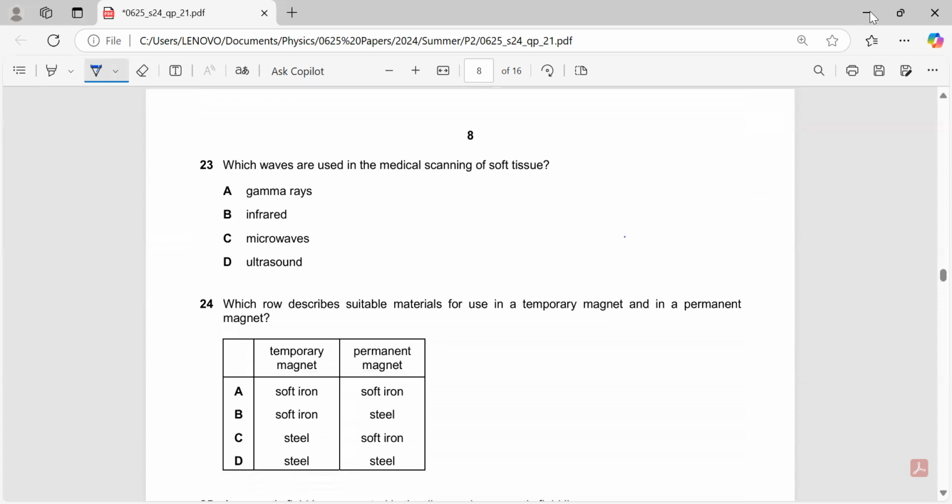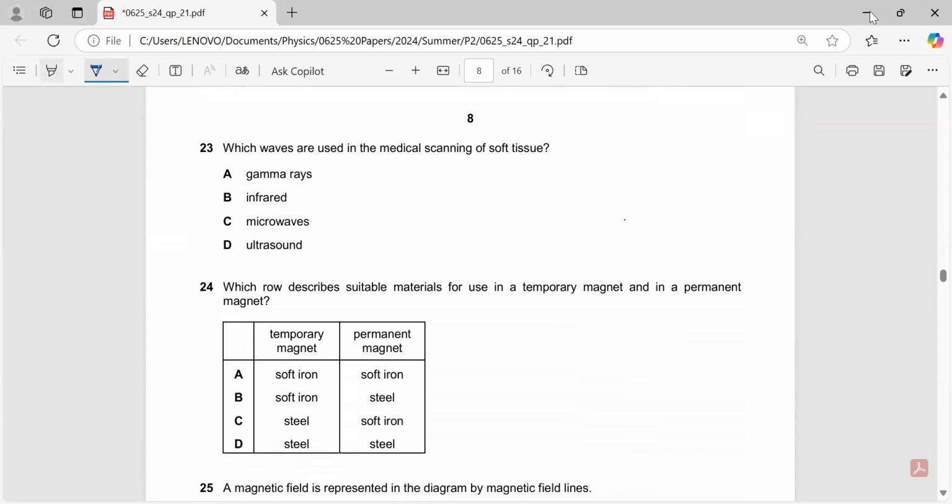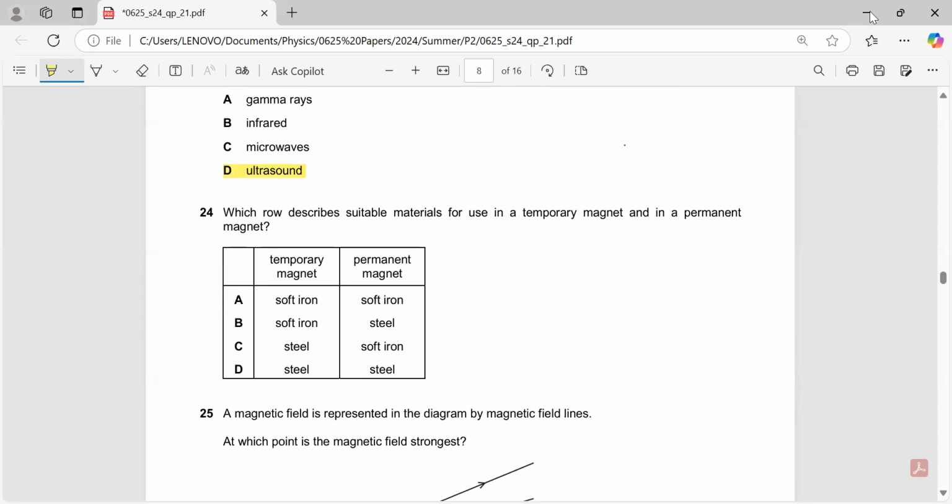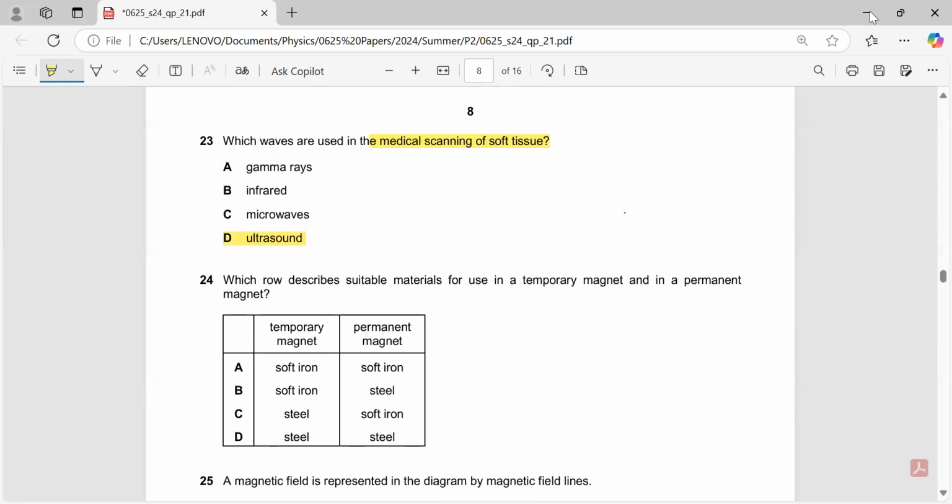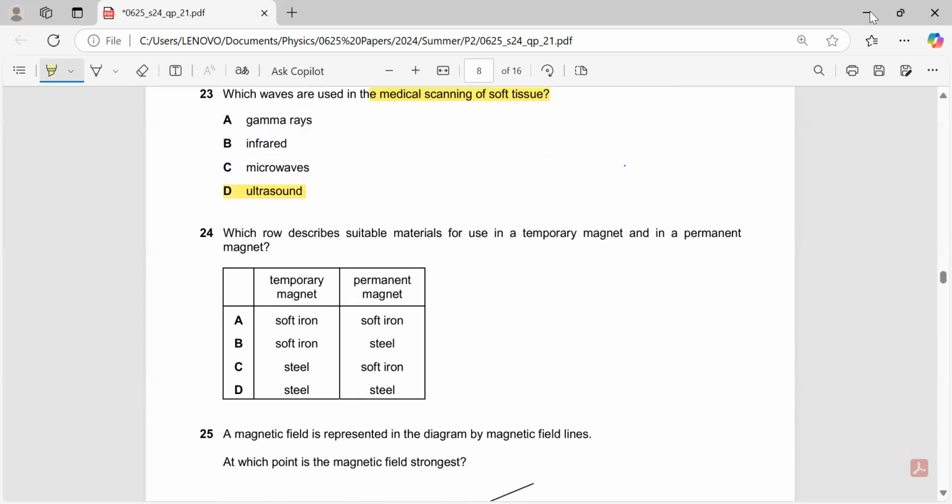Next, question number 23. Which waves are used in the medical scanning of soft tissues? It's very easy. That is ultrasound. We are using ultrasound for the medical scanning of soft tissues.